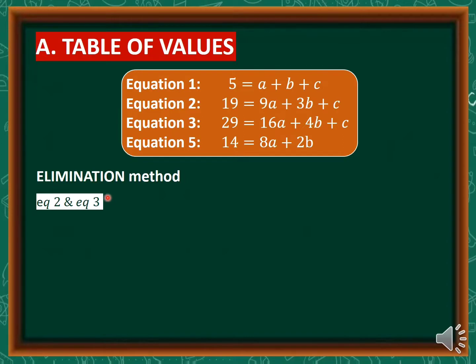Why not gamitin natin si equation number 2 and equation number 3. Ito yan. So kapag ginamit natin yan, that will result to, ayan, kopyahin natin, equation number 2, 19 equals 9A plus 3B plus C. Equation number 3, we have 29 is equal to 16A plus 4B plus C. So, meron ba tayong pwedeng ma-eliminate? Alright, so wala pa, no?